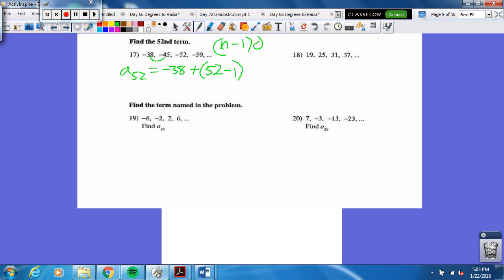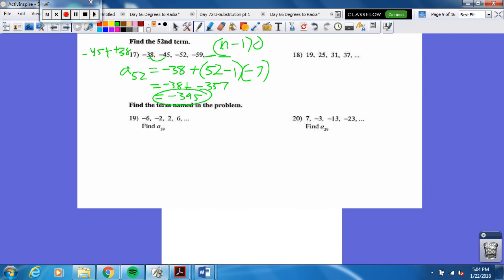Common difference: it looks like I'm getting more negative. So it's negative 45 minus negative 38, if I want to do it that way. So the common difference is negative 7. Let's simplify: negative 38 plus negative 357. You calculate that up, and if I kept going, the 52nd term would be negative 395. Got it.